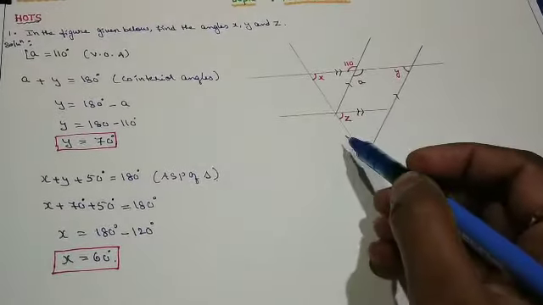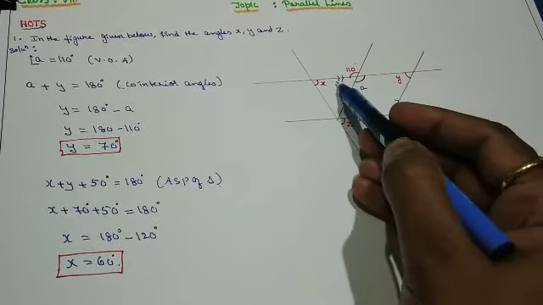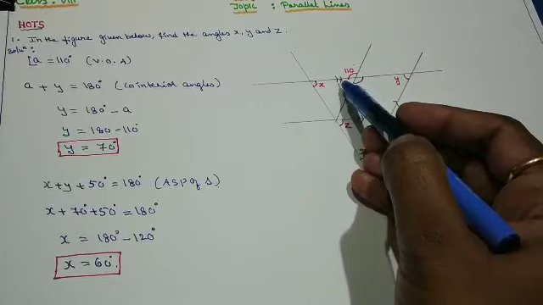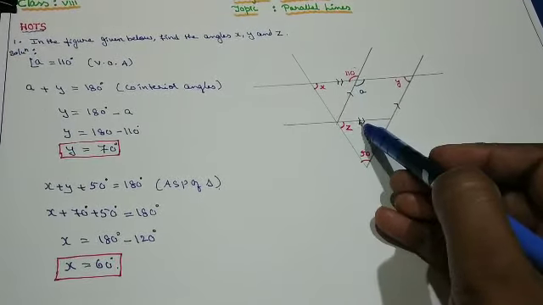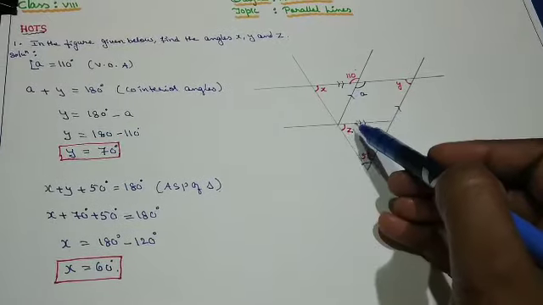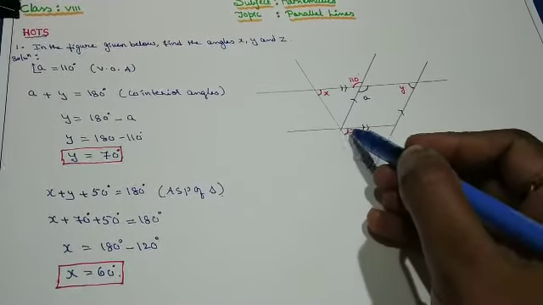Now how to find the value of z? Since these two lines are parallel to each other, you can observe here I have shown within double mark arrow, means these two lines are parallel. Is any property of parallel lines can be applied? You can check it here.